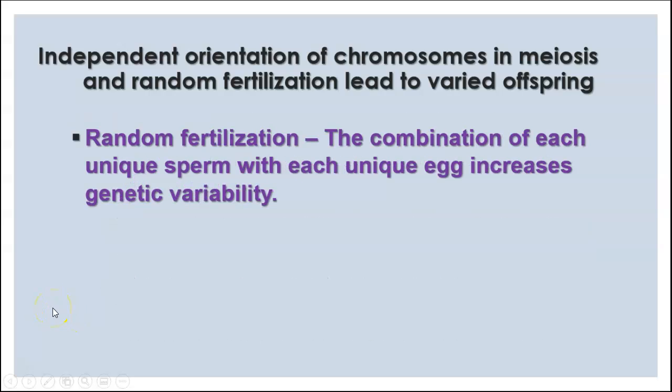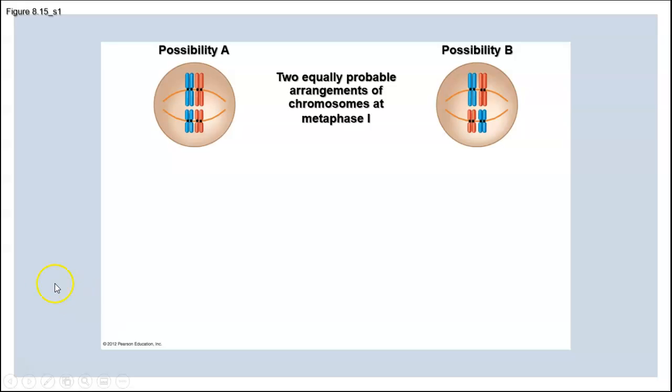Random fertilization, again, refers to the fact that the combination of each unique sperm with each unique egg increases that genetic variability. So if I have in my egg cells 20 quadrillion different possible combinations, and you have the same thing for the sperm cell, 20 quadrillion different combinations, you see that you've got a lot of variability there. It's definitely random in terms of which particular chromosomes end up in the zygote at the end.